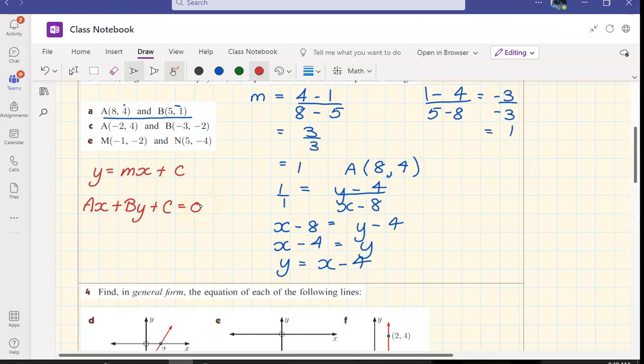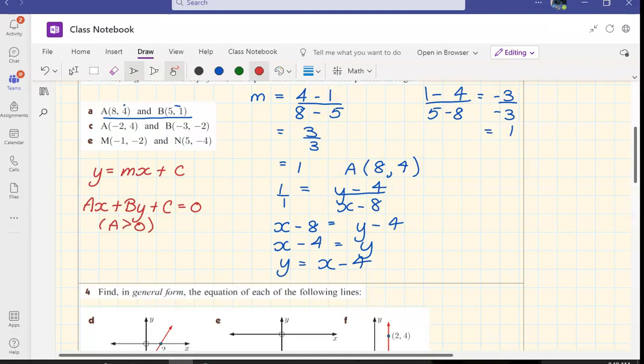But anyway, can you remember what the politeness was? Yeah, you want to try and make the a value, the x value, positive. It just looks nicer, but is it a disaster if you don't? Well, not really, but try and get into good habits.